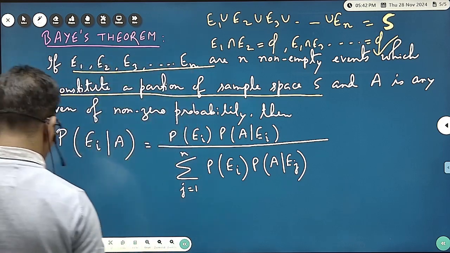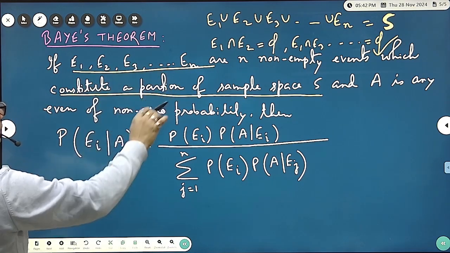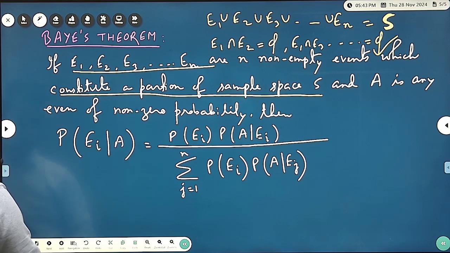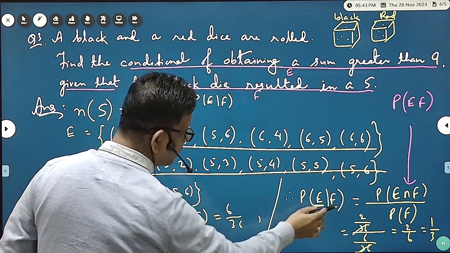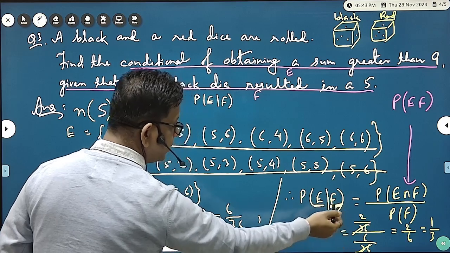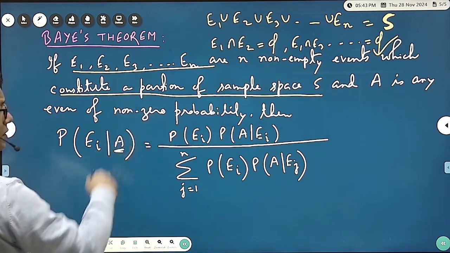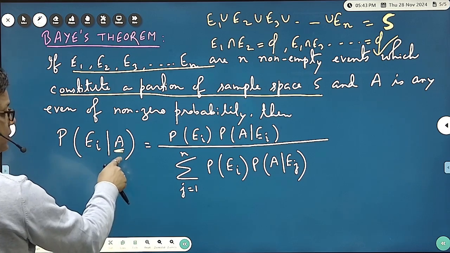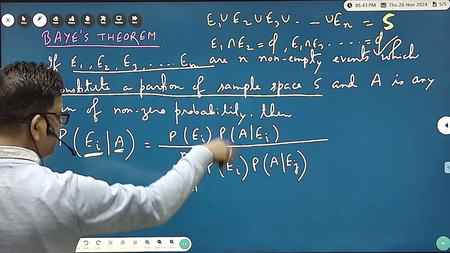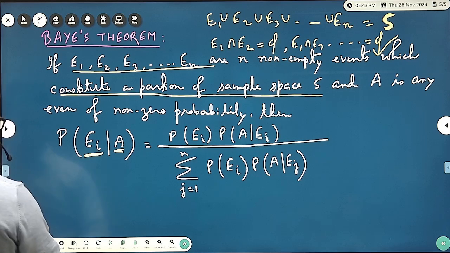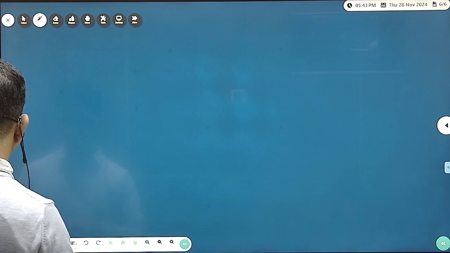Alright, so let's start. Of all those events, any one event will be given, the way we got E conditioned on F here. Only one event will be given, subject to the condition of something else. Here it was F. A is any other event, subject to which you have to find the probability of E. I'm giving an example of how this formula works, and you'll understand it in a better way.